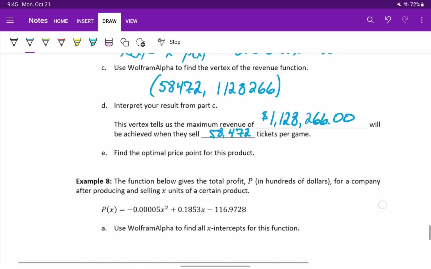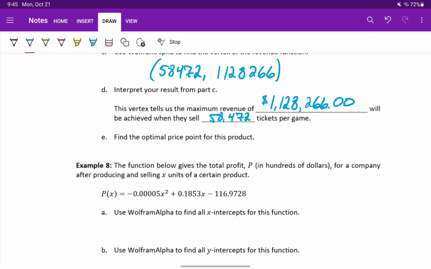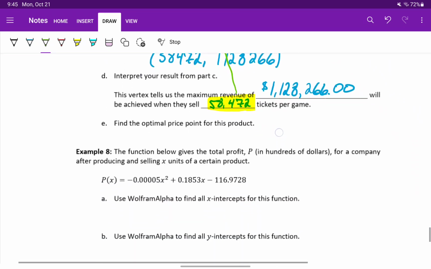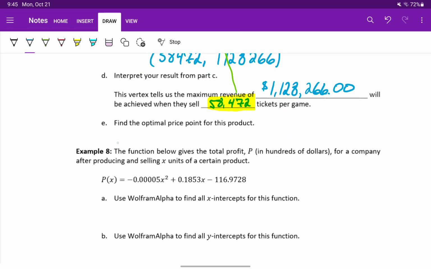Then in part E, we want to find the optimal price point for ticket sales. We want to take that 58,472 because that's our optimal number of tickets to sell, and plug that into our price demand function. Since that function relates number of tickets sold to price, when we evaluate that price demand function at this x value, then we'll get the optimal price point.